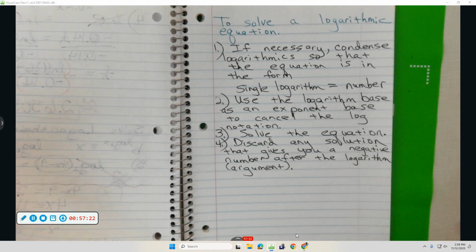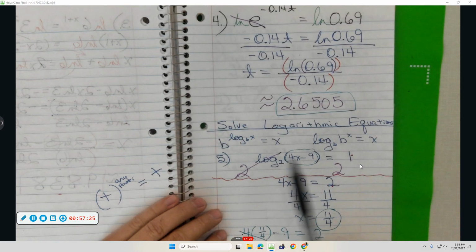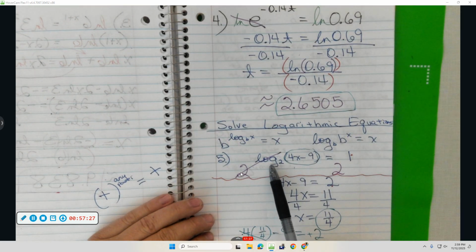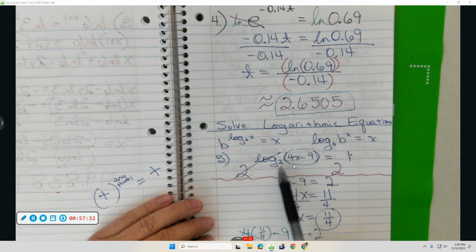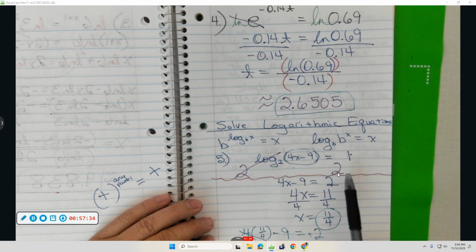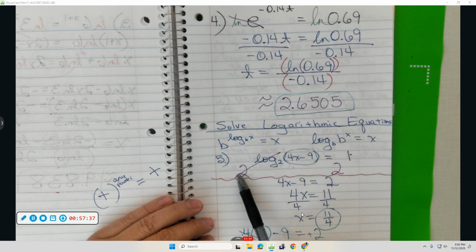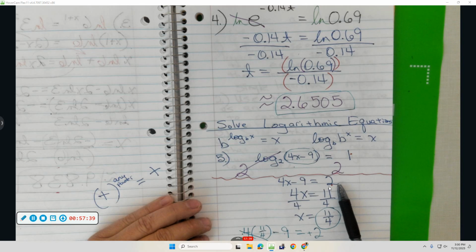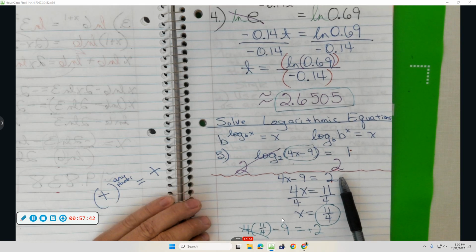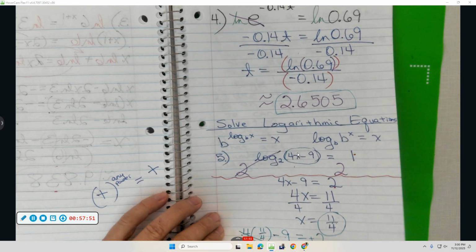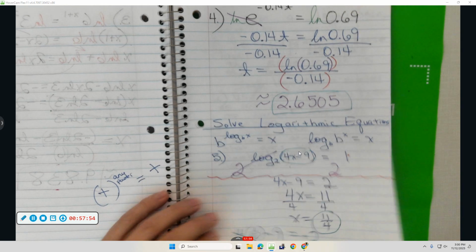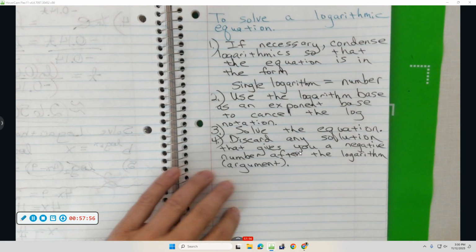We're going to try that strategy. Your general goal: single logarithm equals a number. Whatever the base of the logarithm is, use that as an exponent base to cancel the log notation. You then have an equation that you can solve by traditional methods. Then make sure that number, when plugged into the argument, doesn't give you a negative number. Or a denominator of 0.